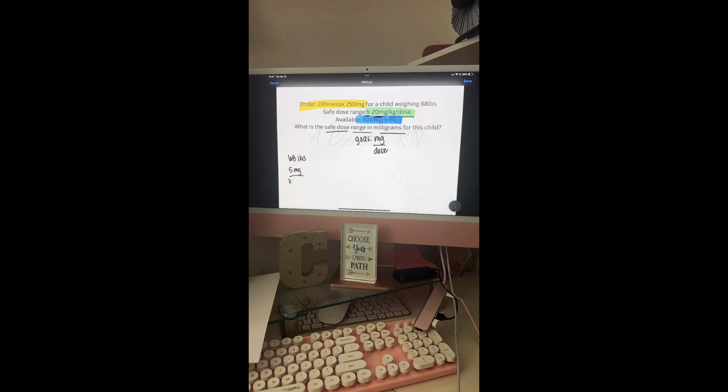All right, boom. So we got 5 is the least. 20 milligrams per kilogram per dose is the most, okay? So we're going to set up two different problems. Let's start with the least amount. So what are we looking for on the top?